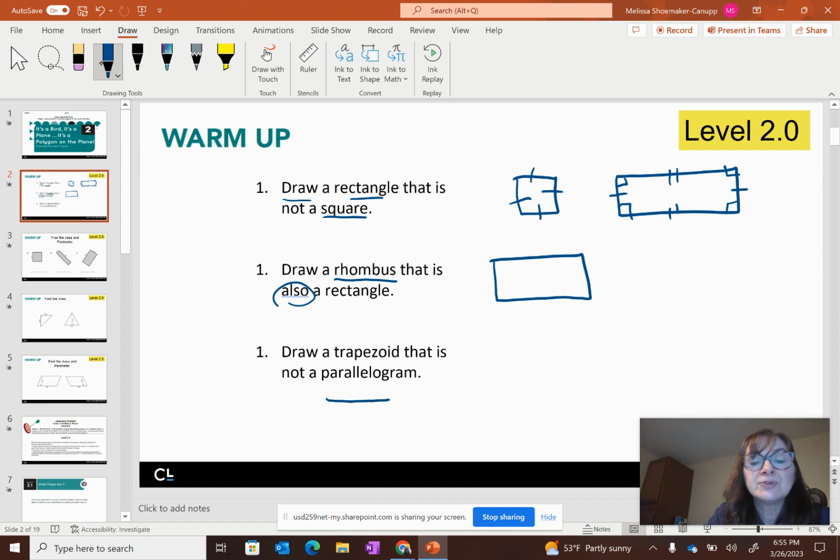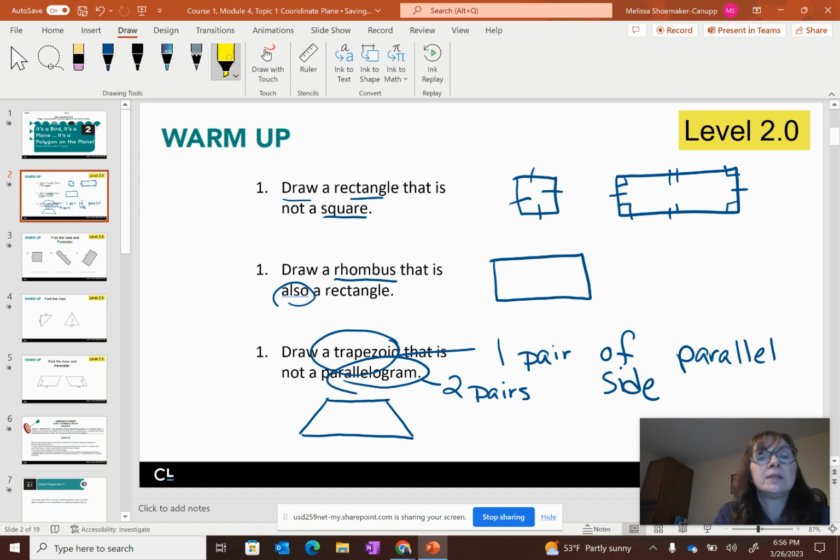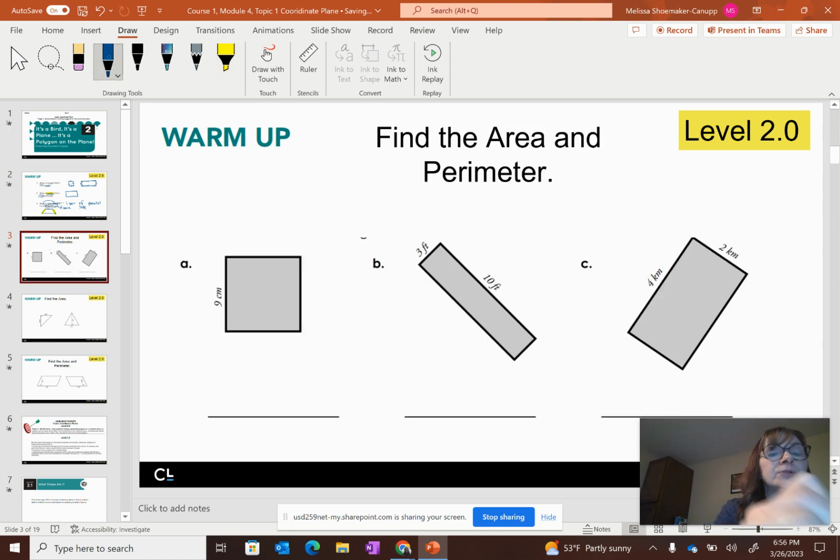Draw a trapezoid that's not a parallelogram. Trapezoids have one pair of parallel sides. A parallelogram has 2 pairs. Okay, so when they say not a parallelogram, then this side and this side has to be not parallel. Rhombus is very similar. Now to the next step, we're going to be finding the area and the perimeter.